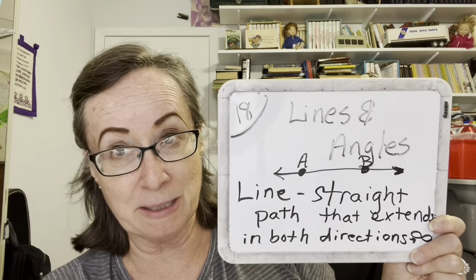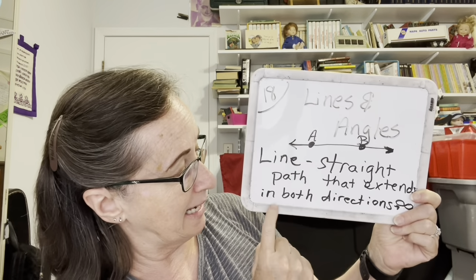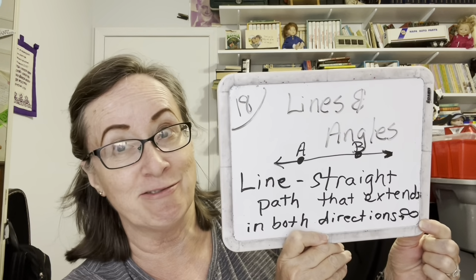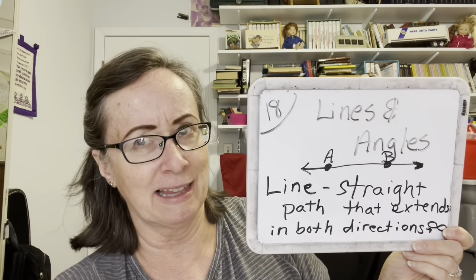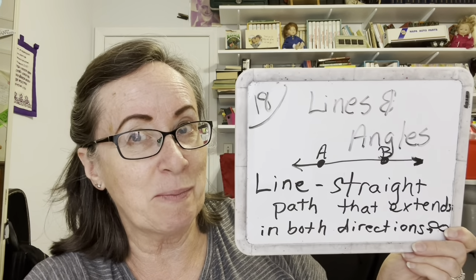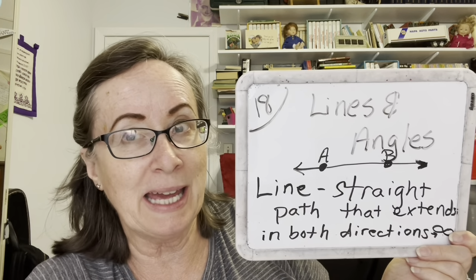Okay, so let's start off with a line. A line is a straight path that extends in both directions to positive and negative infinity. So I've drawn a picture of a line, but actually a line is something that has no thickness. So you would not be able to see it.